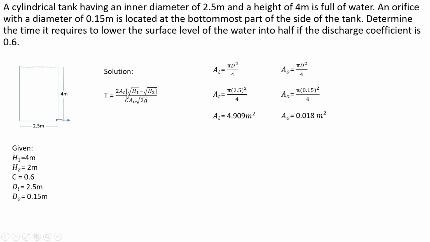So now that we have the values for all of the variables in the equation, we will plug in all these values to solve for the time. For the area of the tank, we have 4.909, h sub 1 is 4, h sub 2 is 2, coefficient of discharge is 0.6, area of the orifice is 0.018, and the gravitational acceleration of 9.81. Simplifying this using a calculator, we have the value of time of 120.22 seconds. So this is the final answer for our problem.